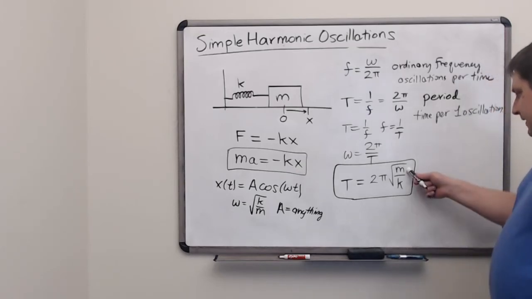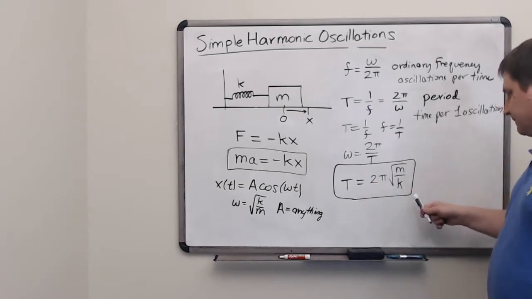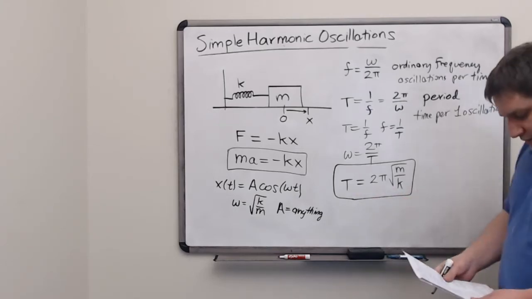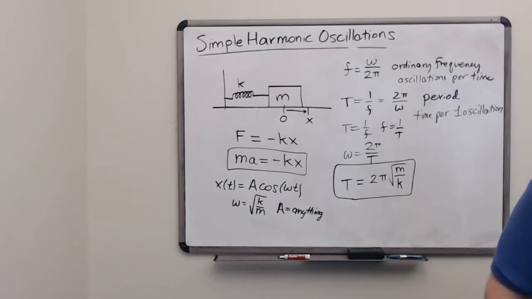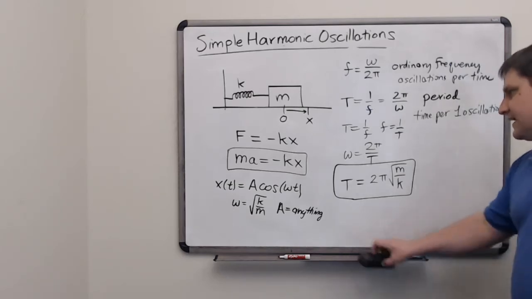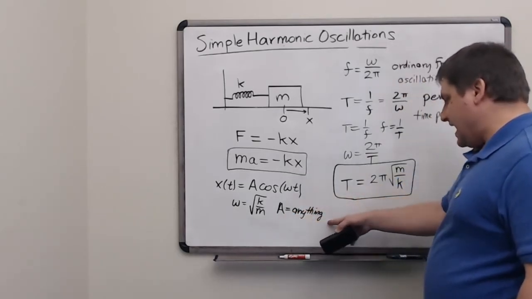Again, we see this dependence on mass here in the numerator, so a larger mass takes longer to go back and forth, but not proportionally. And a stiffer spring makes the period shorter. Okay, so now let's explore a little bit more about this value A, the amplitude.